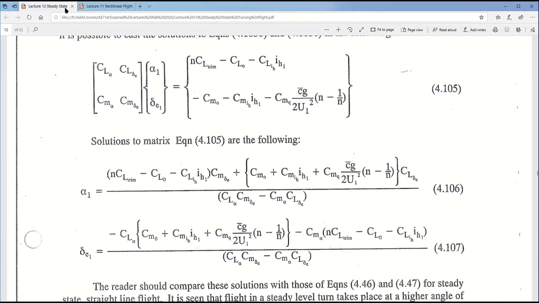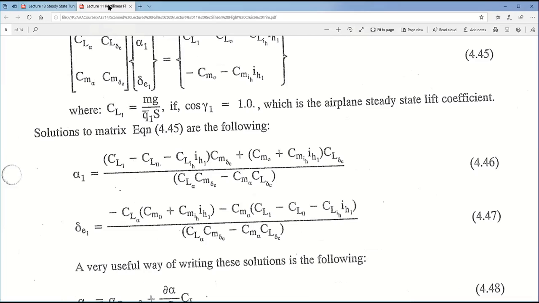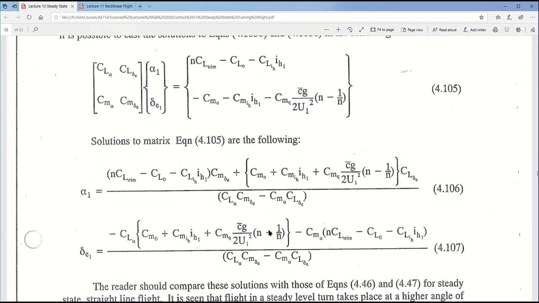There's CL1, there's n CL trim, which is CL1. So in fact, you can take this set of equations and plug n equal 1, and you get this, because straight level cruise flight is for load factor of 1. All right, so now we have a solution for the steady state turn. It includes CMQ because this is Q here, and also Q is here. So that's why those terms are here.